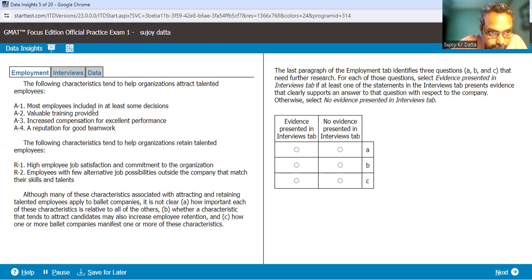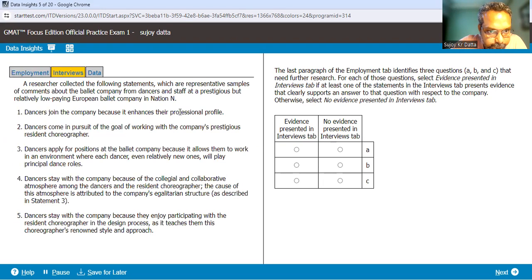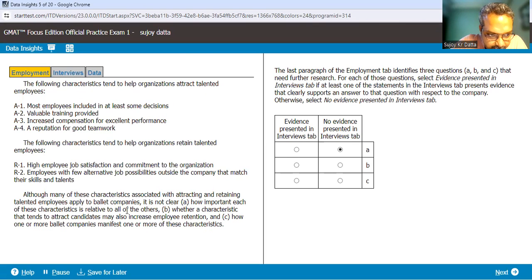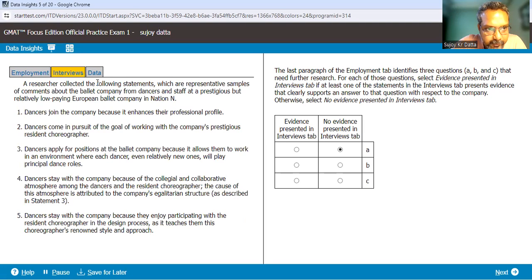Okay. Whether a characteristic that tends to attract may also increase attention. Okay. So this is no evidence. How important is not mentioned. Yeah, so 3 and 4 B. Whether a characteristic that tends to attract can increase attention. Yes, this is there, evidence presented.